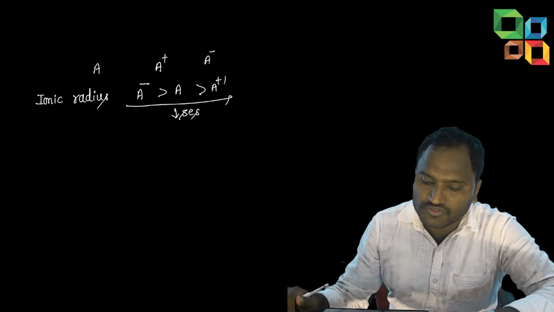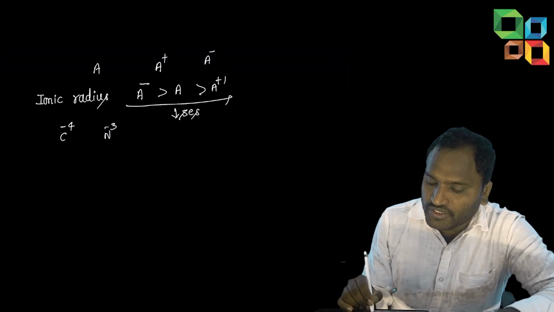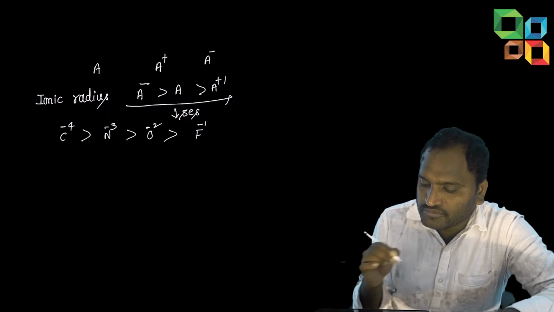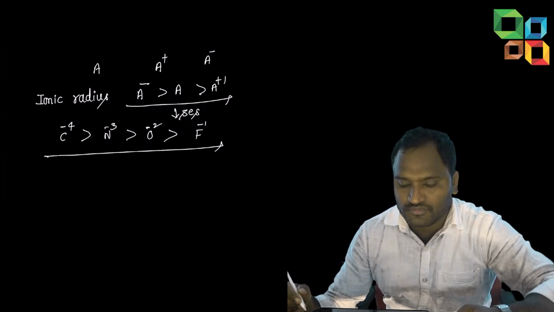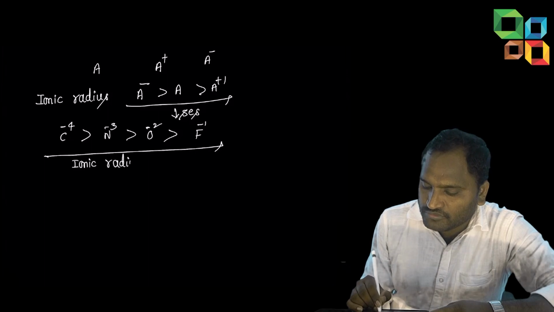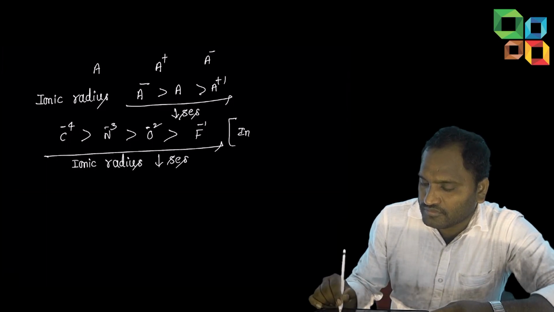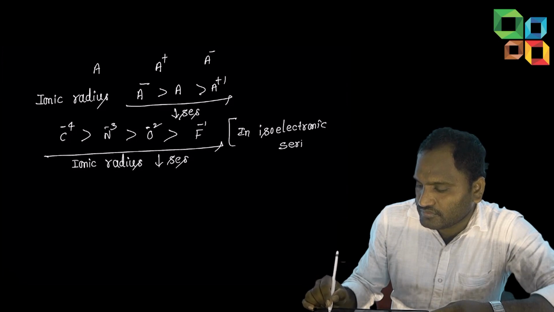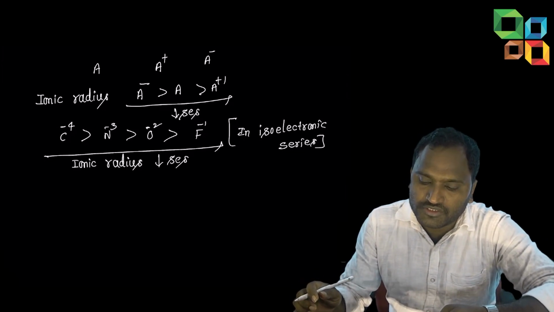This is also called effective nuclear charge. As effective nuclear charge increases, atomic radius decreases. The number of shells remains the same, the number of protons increases. So you can write: Z effective increases, atomic radius decreases. This is the reason. Z effective is inversely proportional to atomic radius.